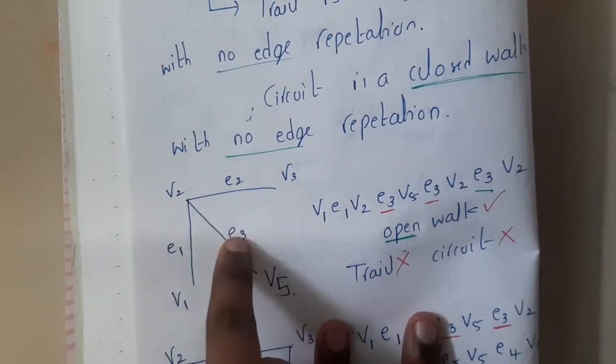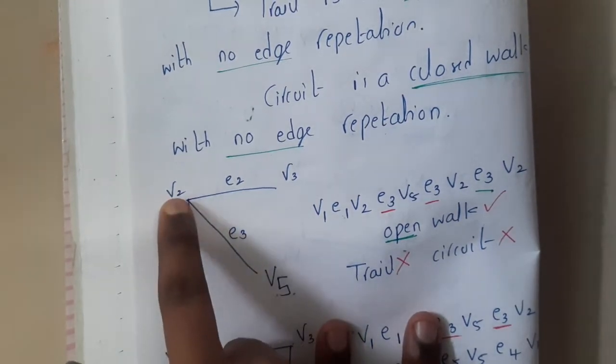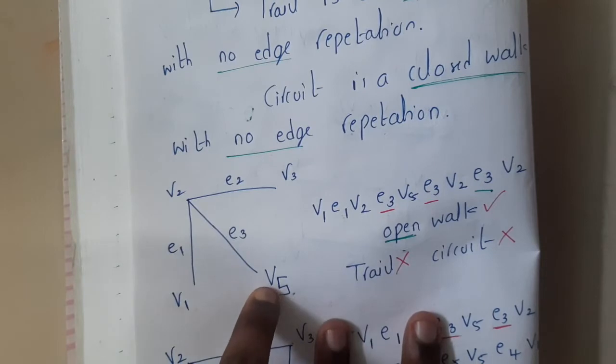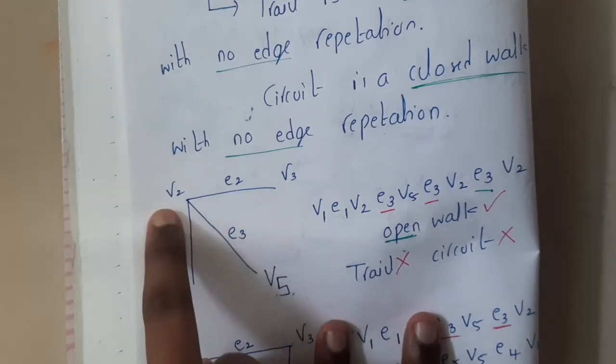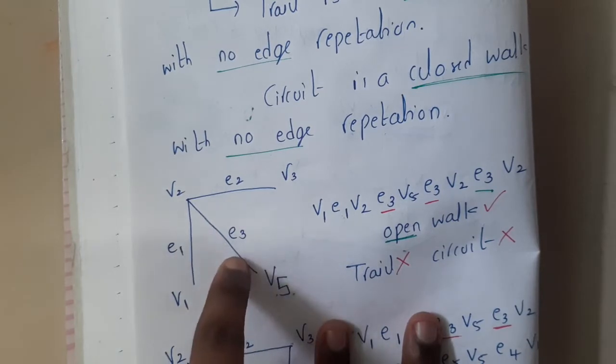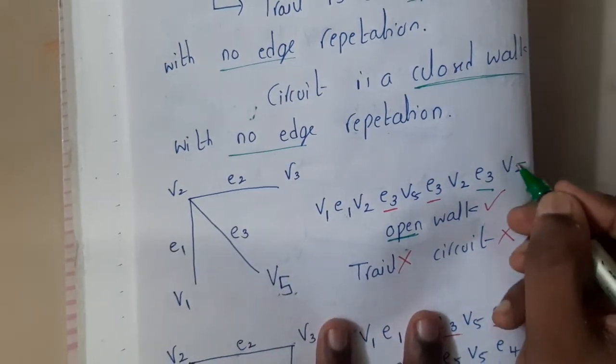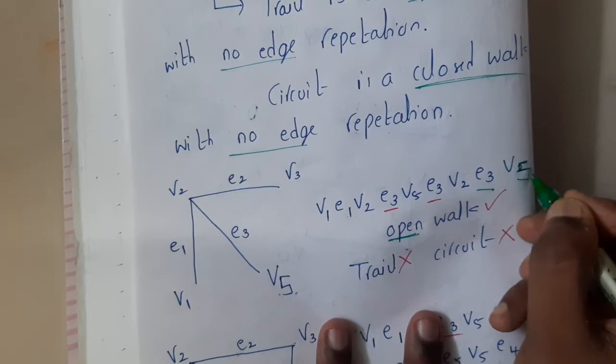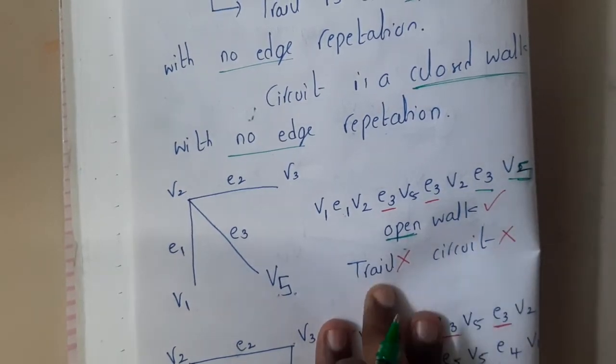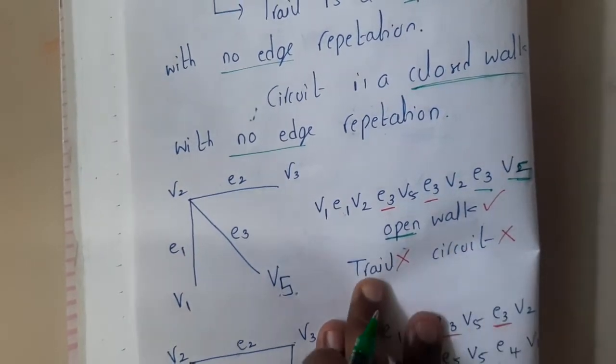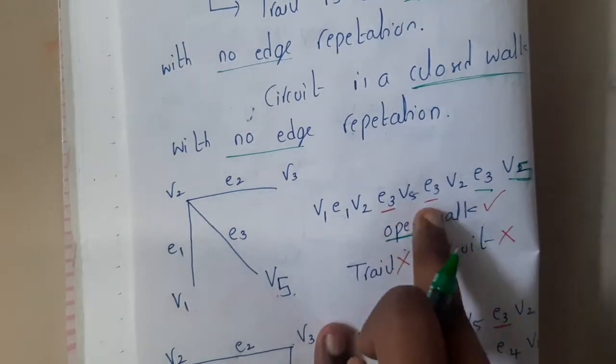V1, E1, V2, E3, V5, okay, just give me a second, V5, E3, V2, again E3, again V2. So I think if I write E5, V5, it will make more sense, right? Yes. So it is not a trial and not a circuit, because the edge is repeated right here.